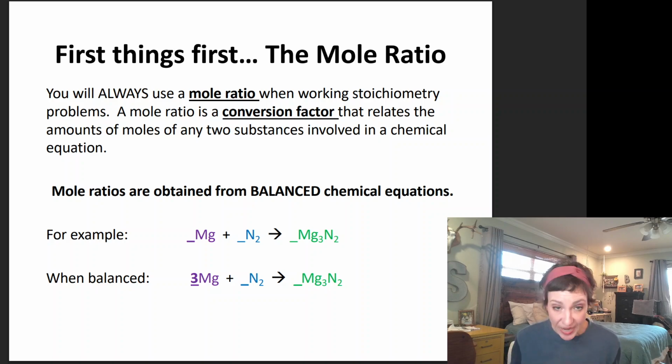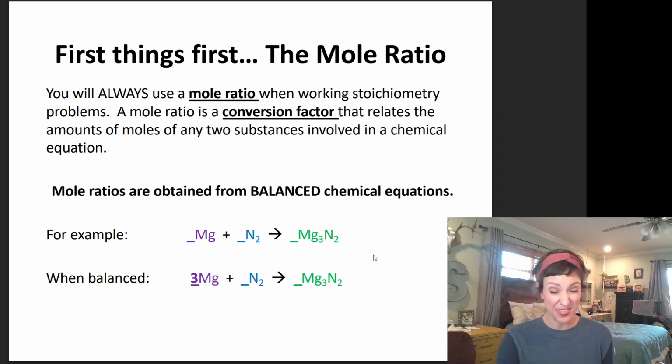You will always use what's called a mole ratio when working stoichiometry problems. A mole ratio is a conversion factor that relates the amounts of moles of any two substances involved in a chemical equation. Mole ratios are obtained from a balanced chemical equation. You were like, oh my goodness, what is that about?